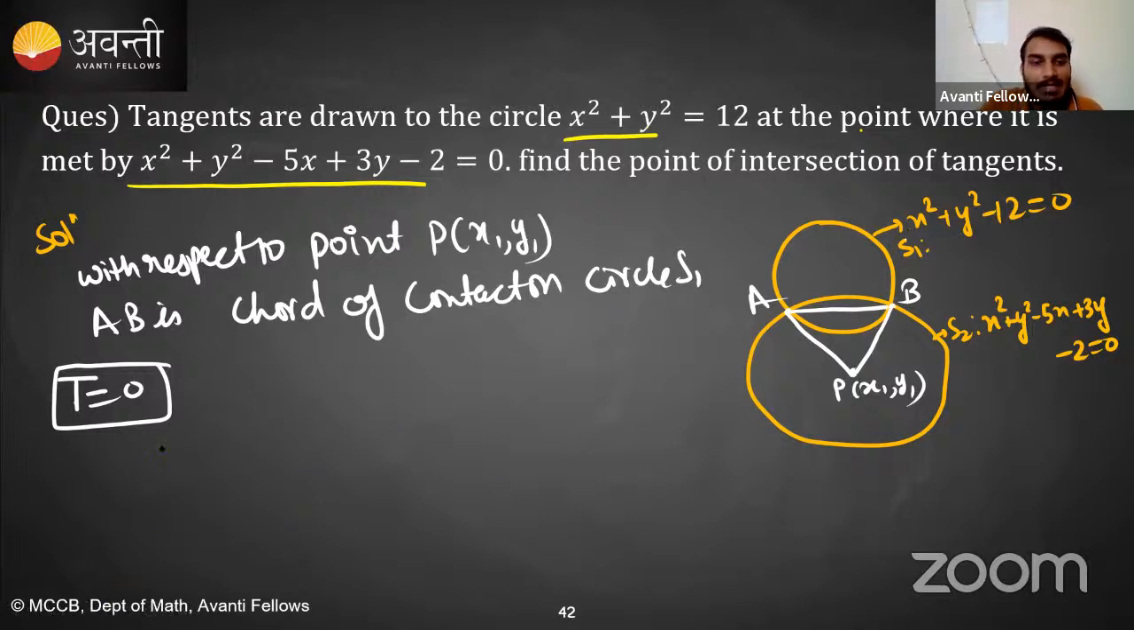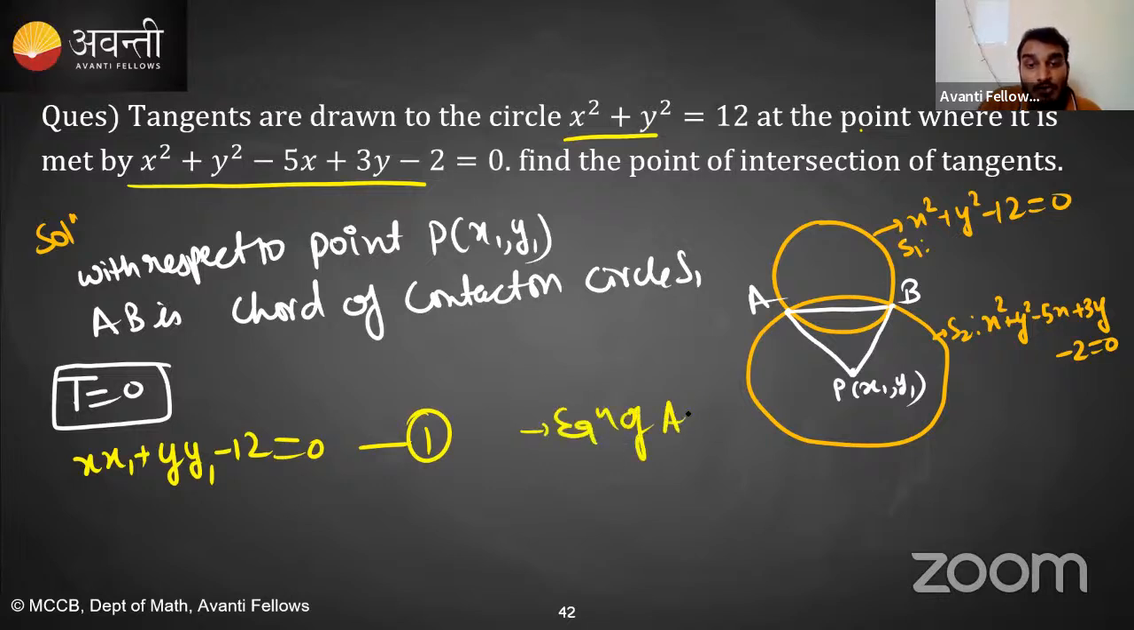Replace x square with x into x1, replace y square with y into y1, and keep the constant term as it is, minus 12 is equal to 0. So this is the equation of AB as a chord of contact. Clear so far?